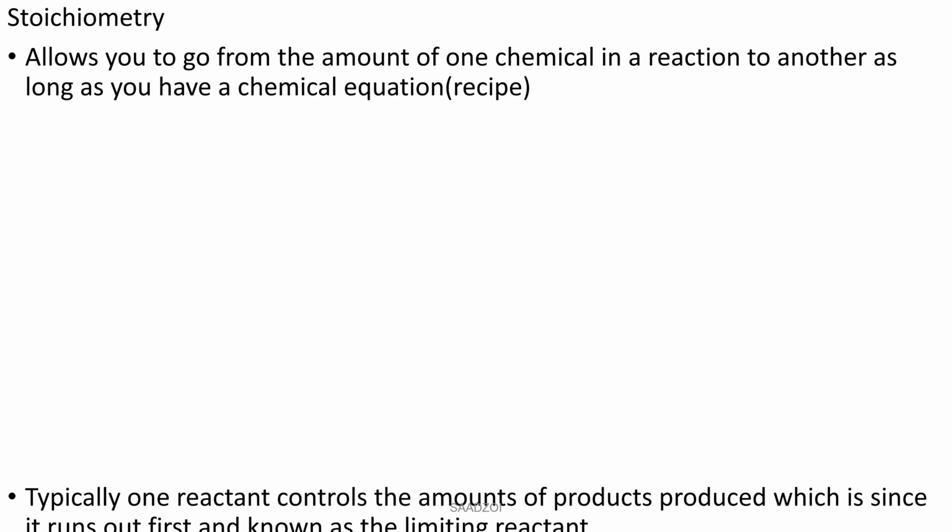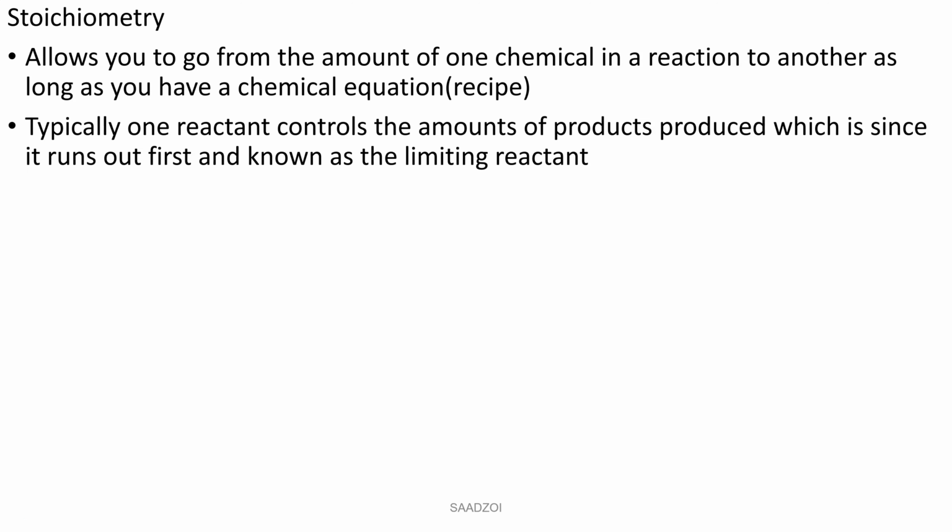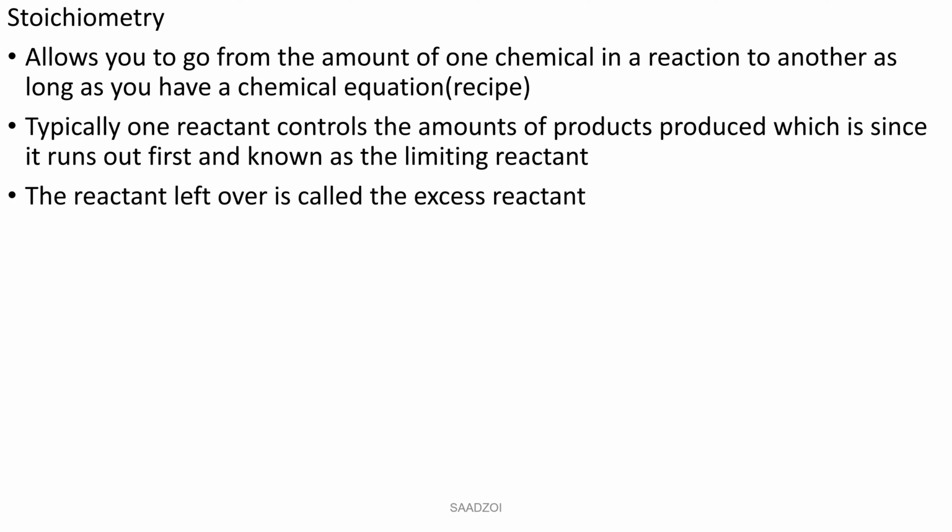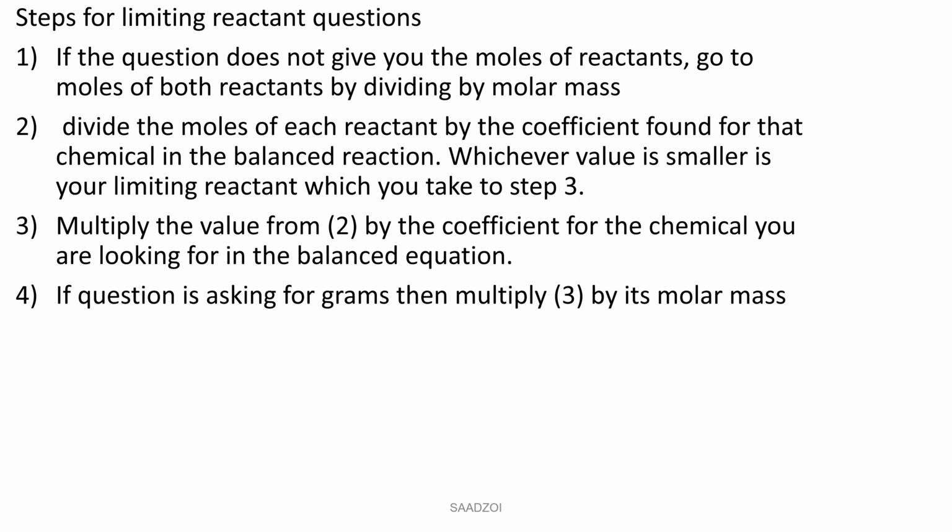Now, that's how it basically works. But for our purpose, let's get into the actual chemistry. Typically one reactant controls the amount of products produced, which is called the limiting reactant. So in any chemical reaction, you're always going to run out of one chemical before every other one. That's called our limiting reactant. The one that's left over is going to be called the excess reactant. Those are 2 quantities.